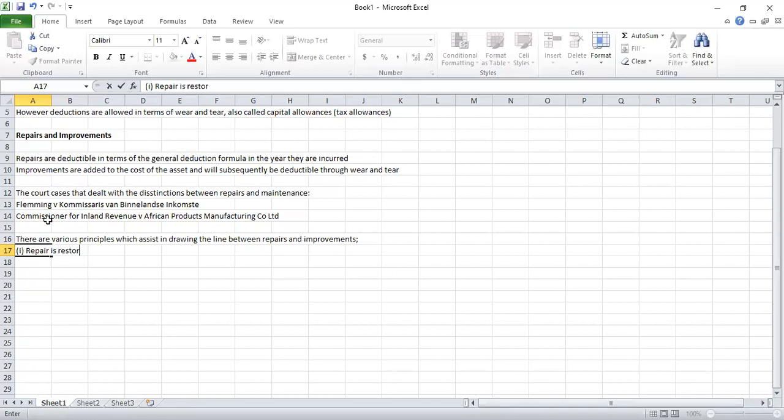A repair is regarded as restoration by renewal or replacement of subsidiary parts of the whole. So you are trying to bring your asset back to its previous capability.